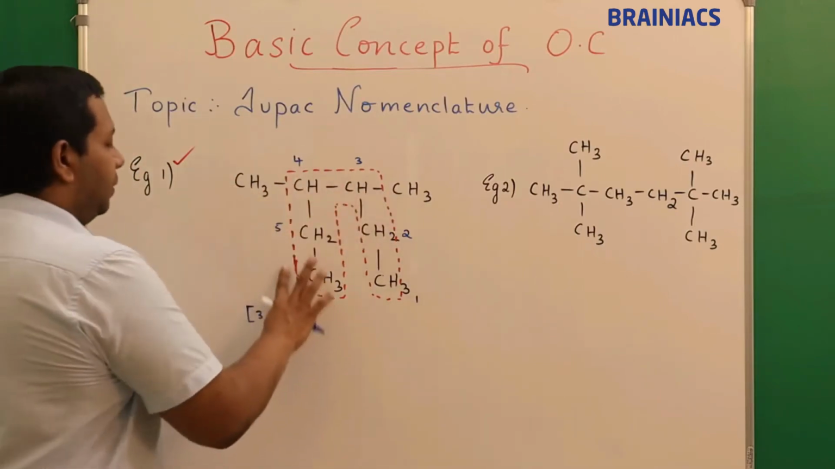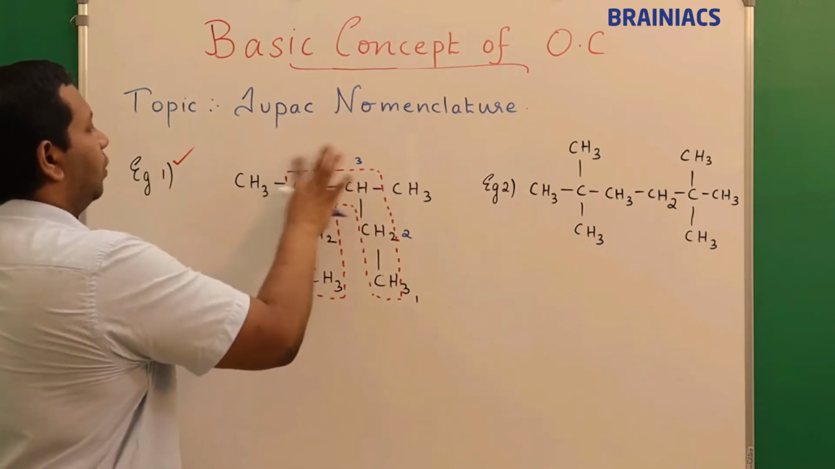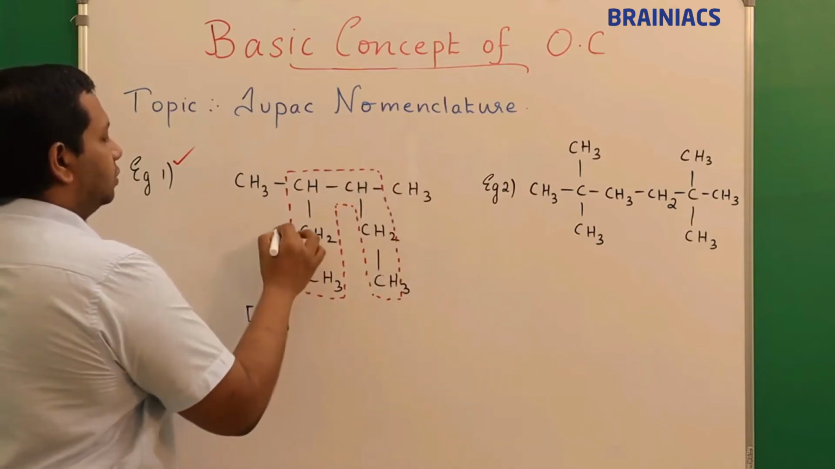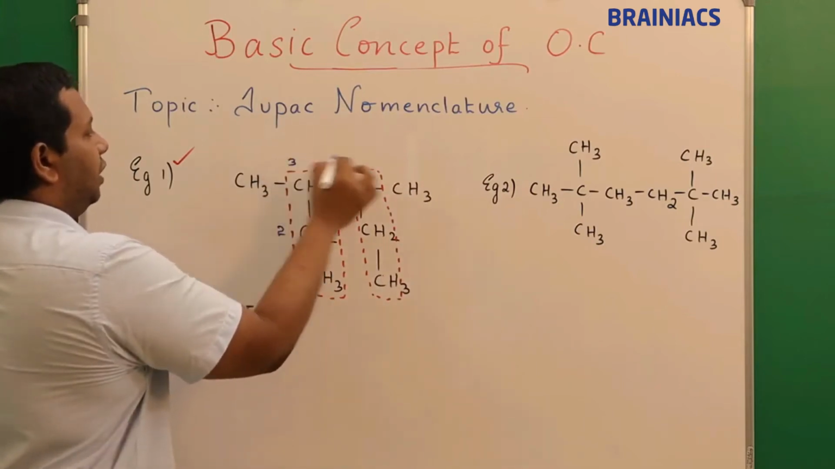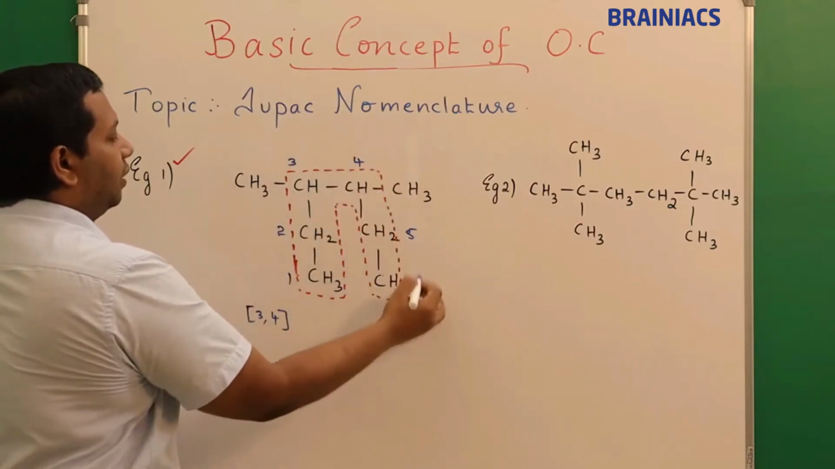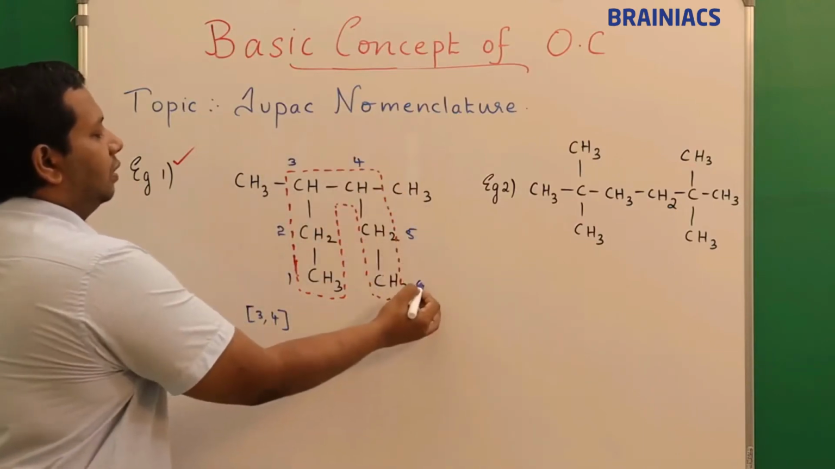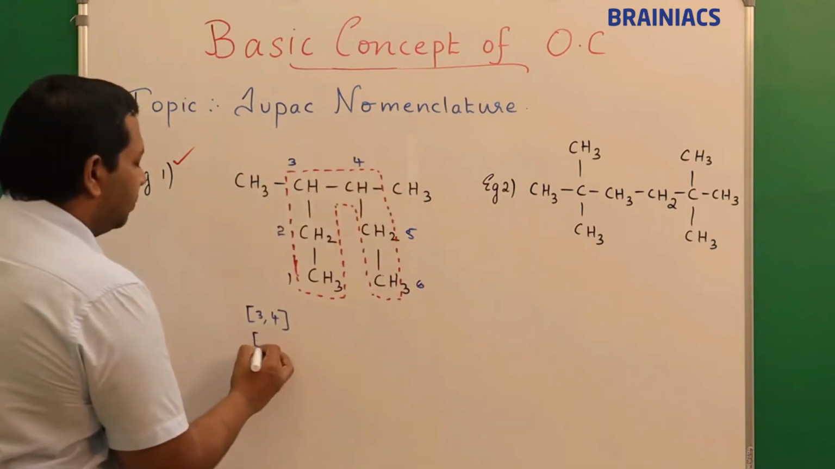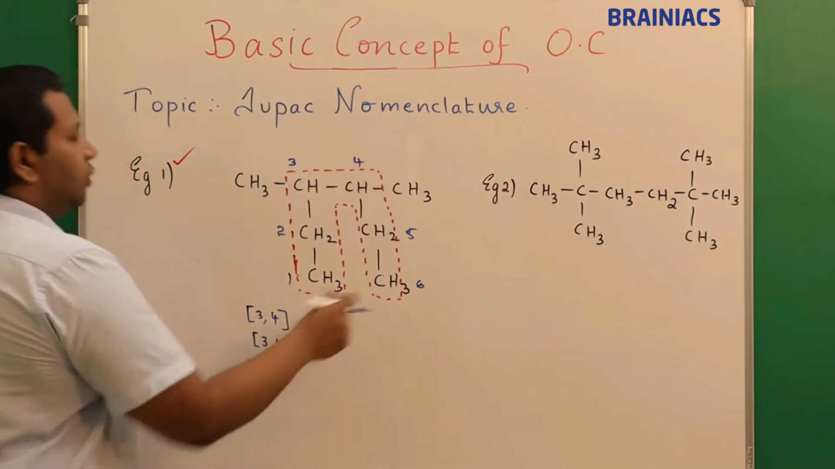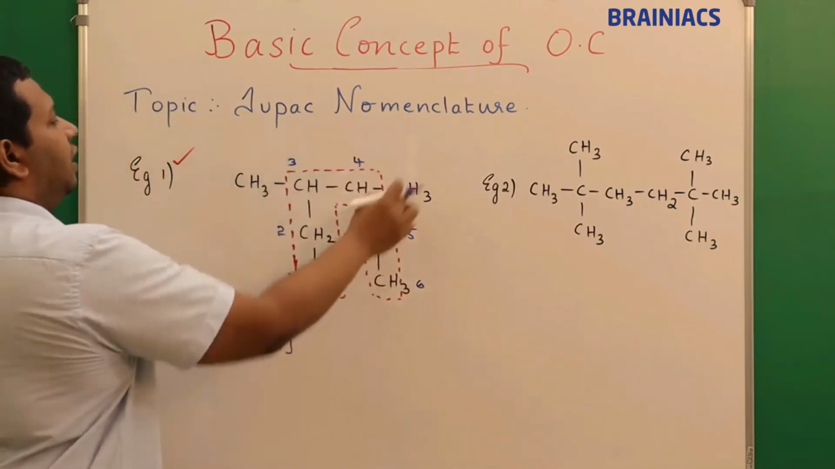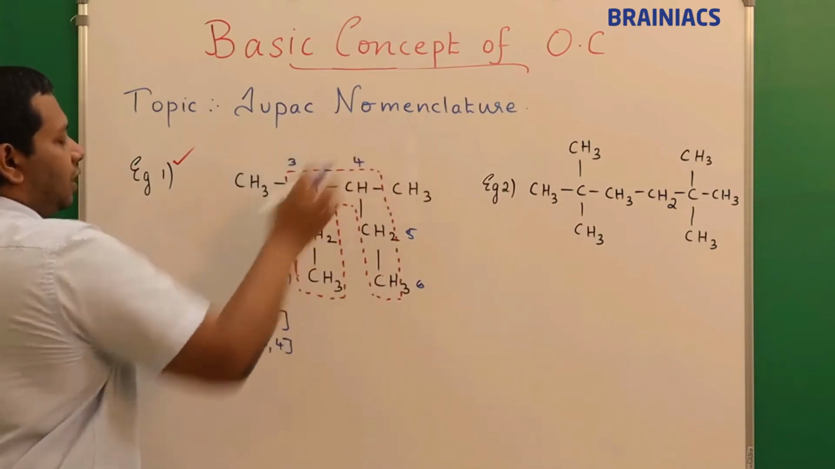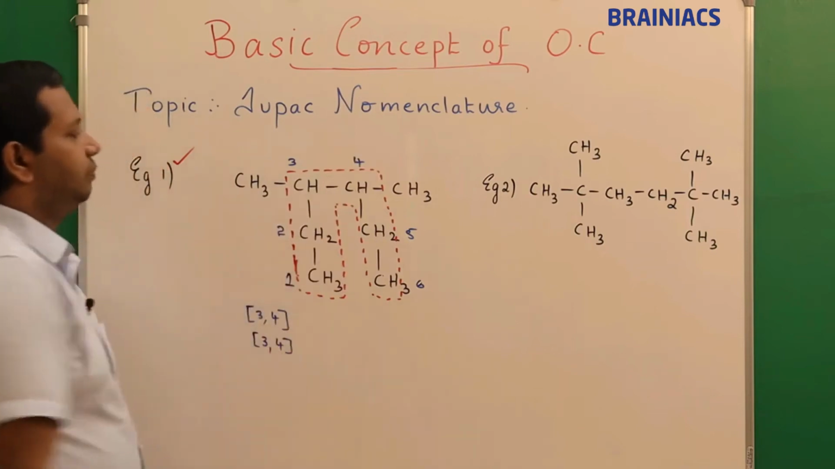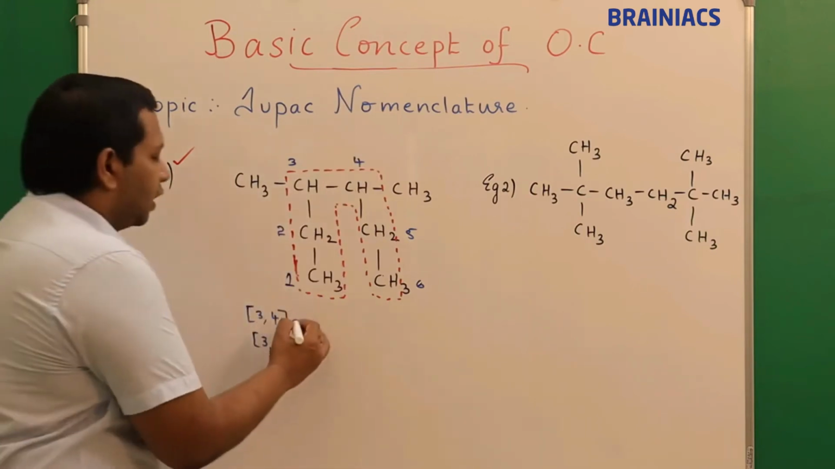Now suppose I number it the other way, for example like this, 1 2 3 4 5 6. Now listen, what are the locants? Again it is 3, 4. That means it is a symmetrical molecule. So with either numbering, the CH3 groups get 3, 4, and you can choose anything. Suppose I choose this way, there will be no change in the name. So both are correct.